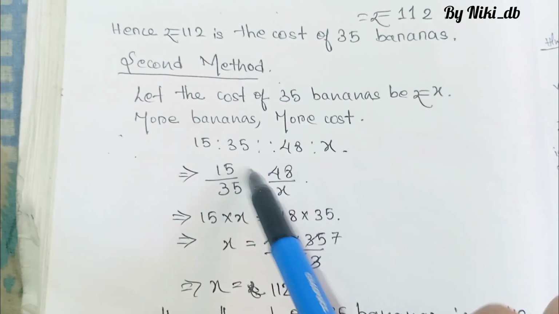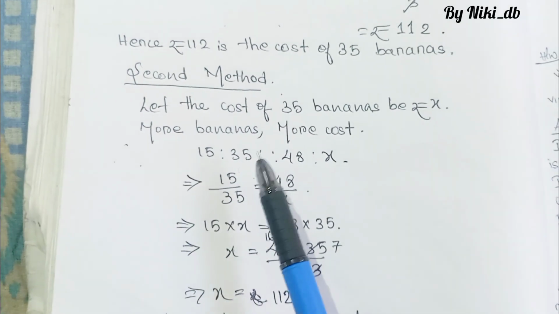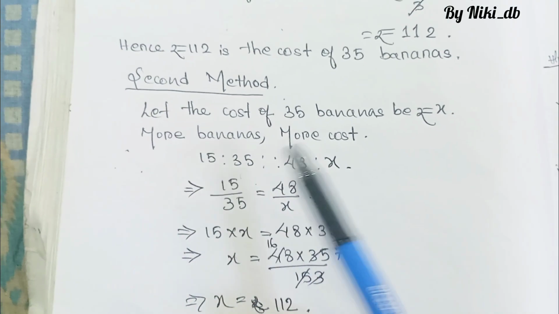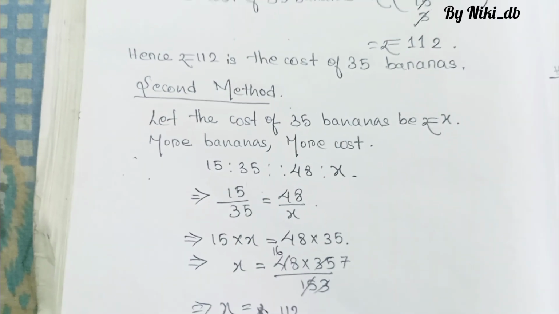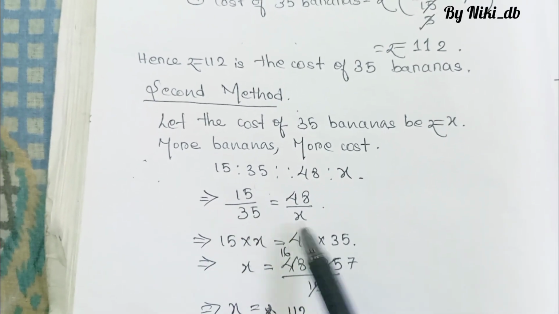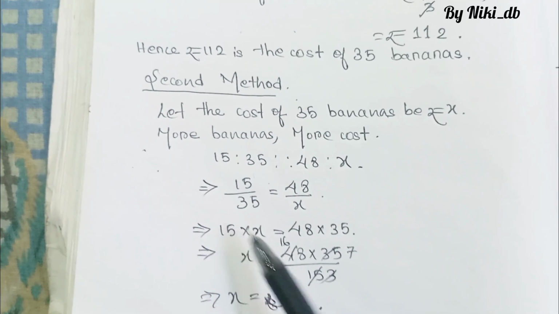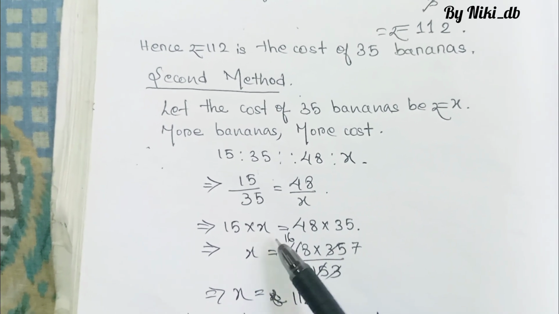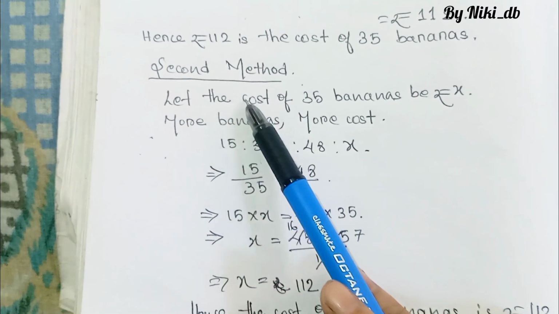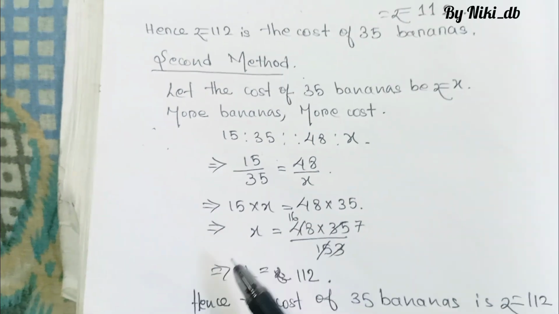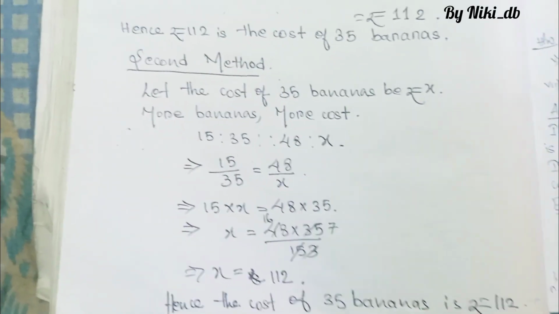15 is to 35, 48 is to X, because number of bananas is directly proportional to cost. So we put the equals sign. So 15 into X, crisscross multiply, 35 into 48. Then cutting 15, 16 by 7, 16 into 7 is 112. X's value is 112. Hence the cost of 35 bananas is rupees 112.